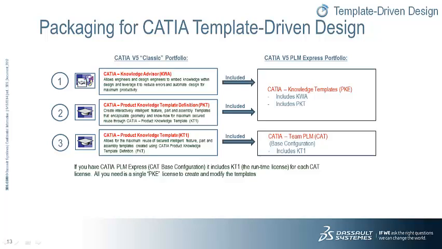If you are a CATIA PLM Express customer, your CAT license, which is your base configuration, already includes the most valuable asset amongst these three products, which is KT1. So all CAT users would already have this product, and you need only acquire a single license of CATIA Knowledge Template, or PKE. This PKE license includes both KWA and PKT, giving you everything you need to do template-driven design.